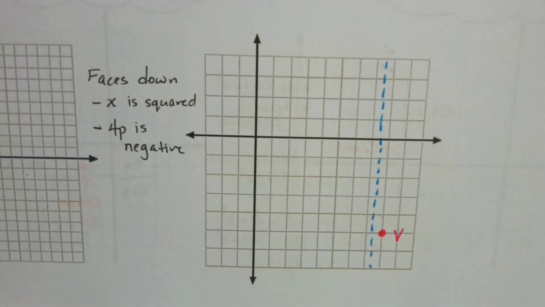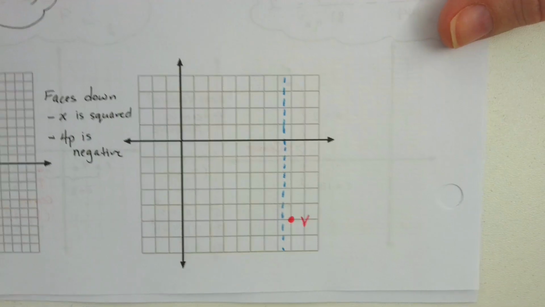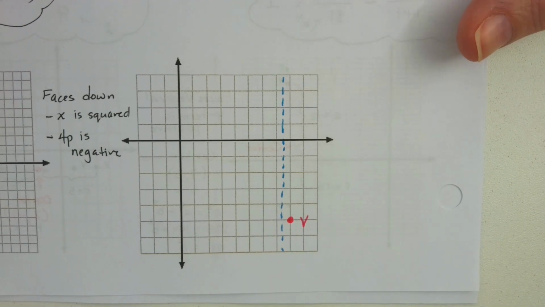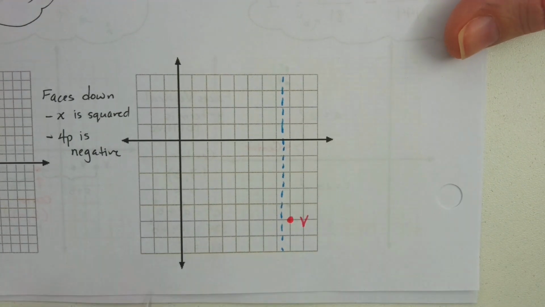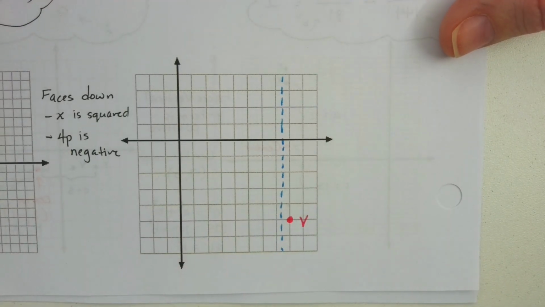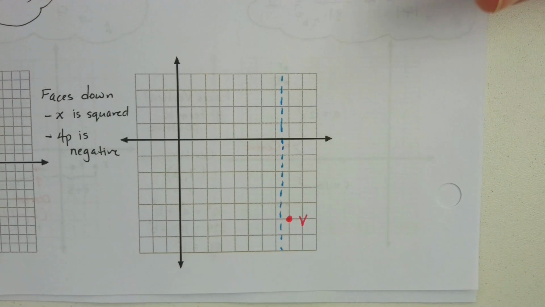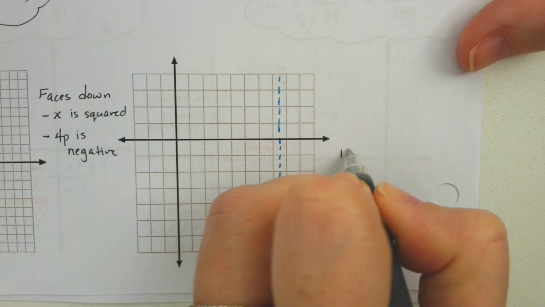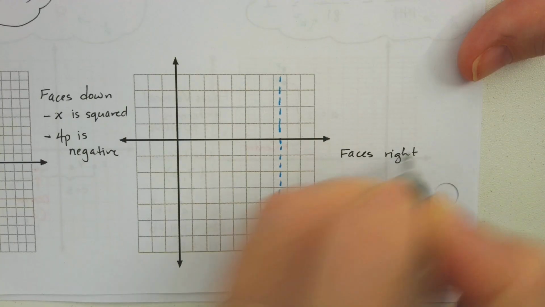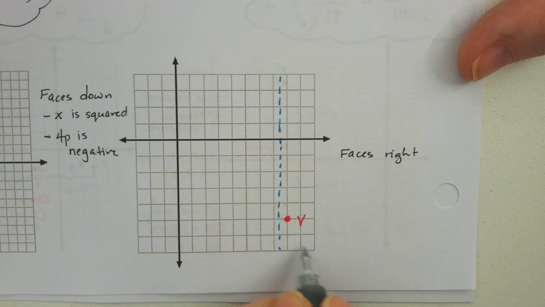Alright, figuring out which way it faces based on the information we have now. I can see the directrix is behind it, and it's a vertical line, which should be perpendicular to the axis of symmetry. So I know the axis of symmetry goes this way. Can we tell which way it faces? Right. It is going to face right. So kind of something like this.